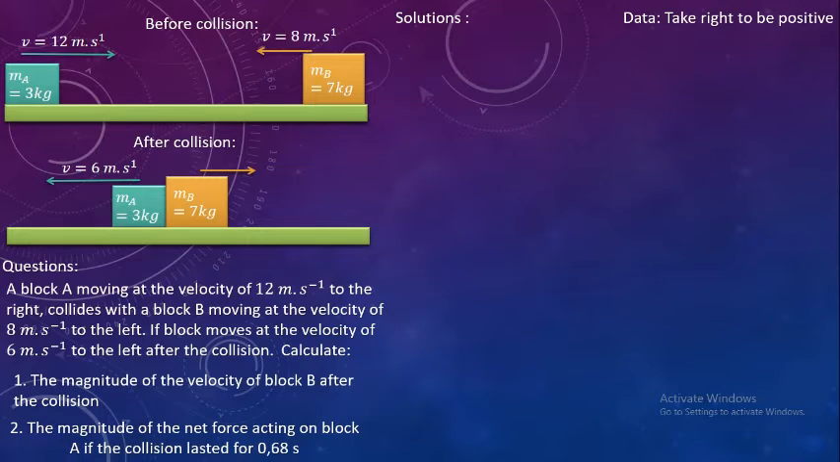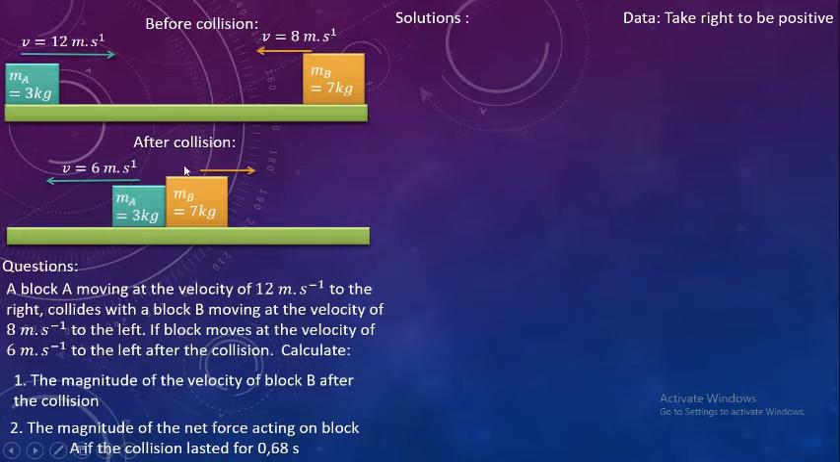In this lesson, we have two objects. The first object, block A, having a mass of 3 kilograms, moving at a speed of 12 meters per second to the right, collides with a block of mass 7 kilograms, moving at a speed of 8 meters per second to the left.